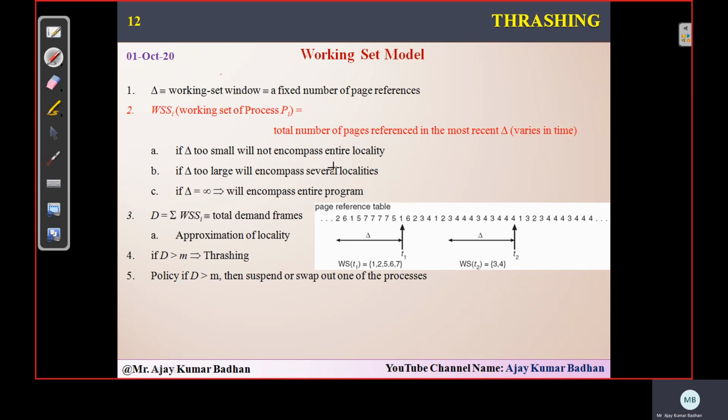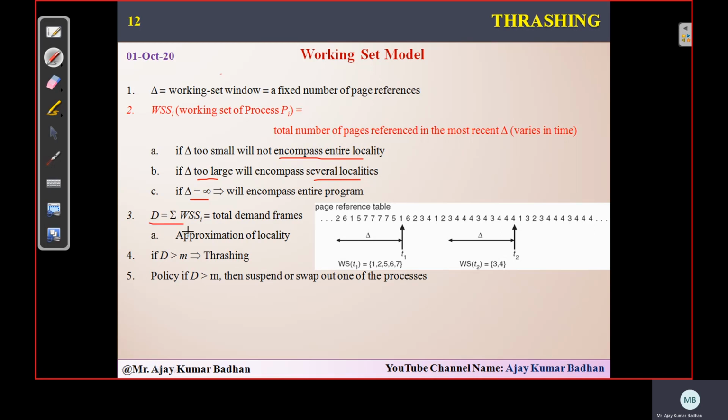If the delta is too small, it may not be able to encompass the entire locality. But if the delta is too large, it will span several localities. And if it is infinite, it means the entire program is accessing all the particular pages that we are having. So in this way, we can identify.